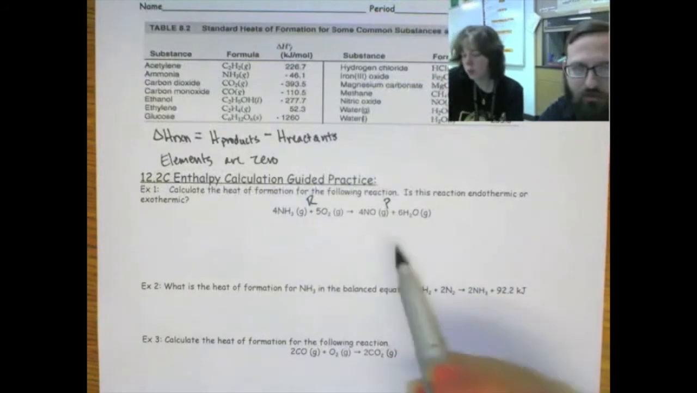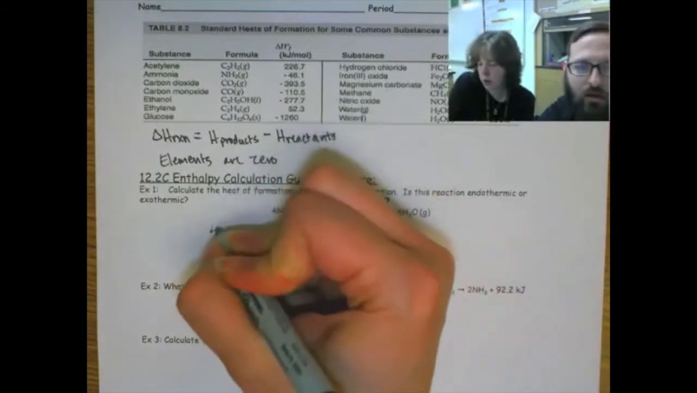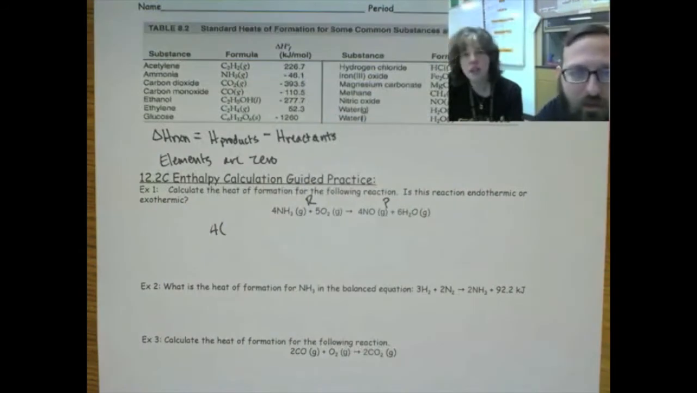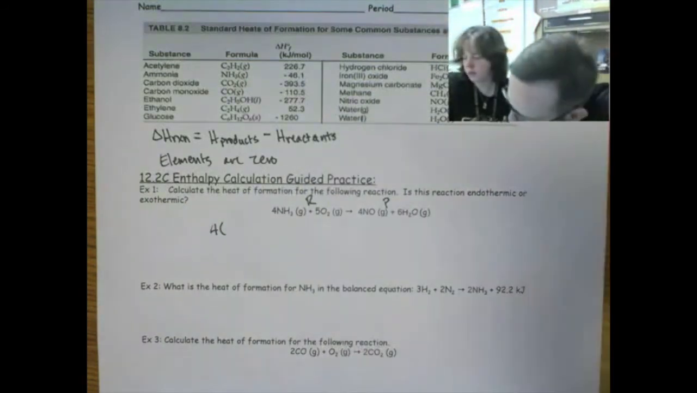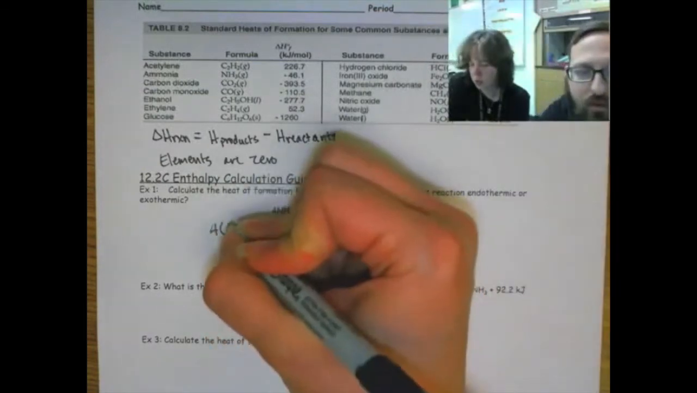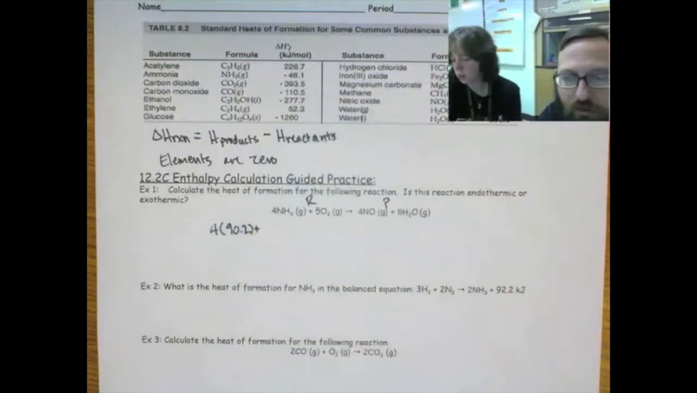So on our product side, what's our first product? We've got 4 of our NOs. And if we look up NO on our table, what is the value for NO? It is 90.2. Okay. Plus, what's our other product?